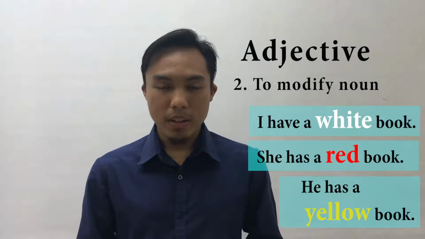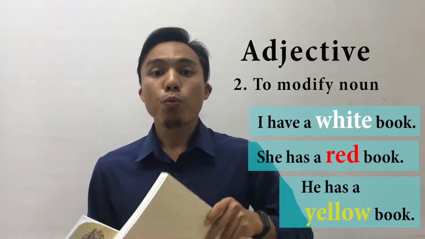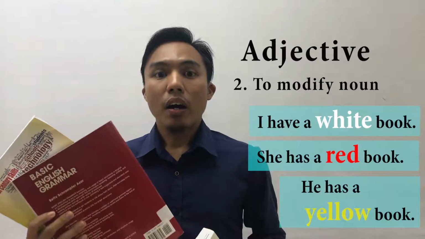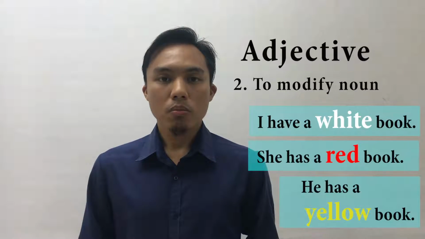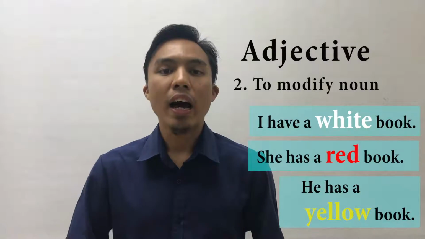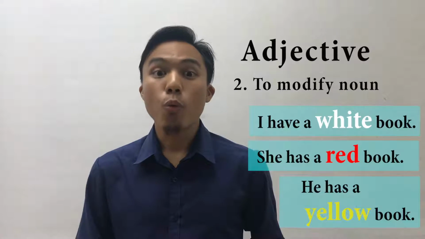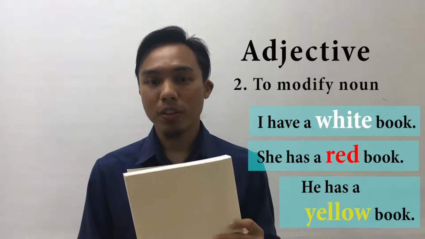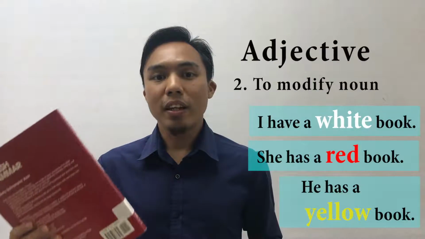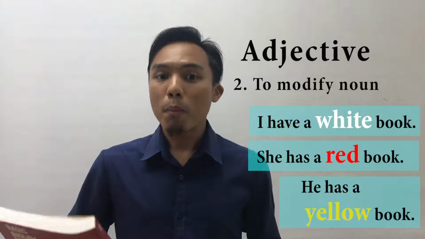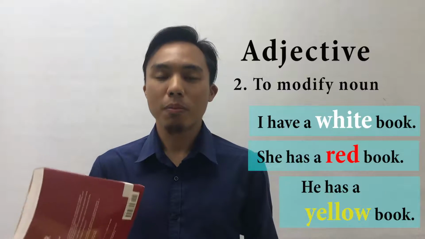So what it means is that the adjectives yellow, white, and even red are modifying the noun. So if I say I have a book, what kind of book? I say I have a yellow book, so this is a yellow book. If I say I have a white book, this is a white book. And if I say I have a red book, this is a red book. So this means that the adjective modifies the noun that I am talking about, which is the book.